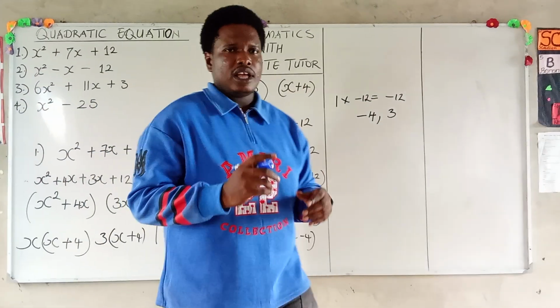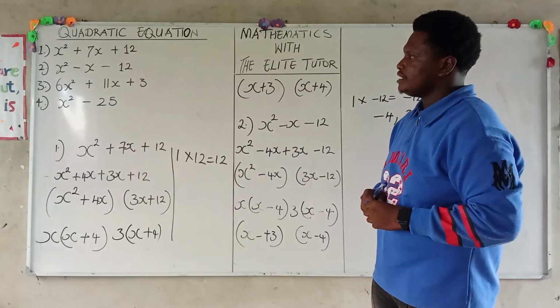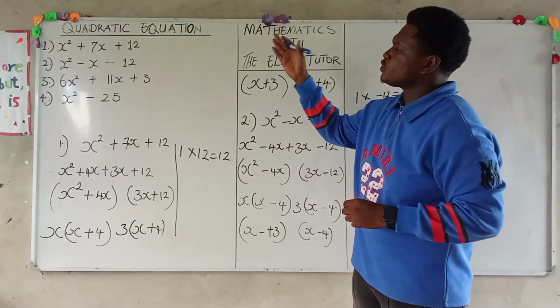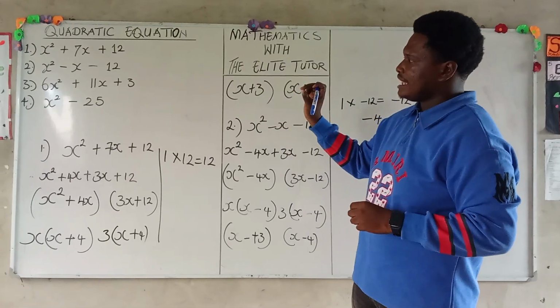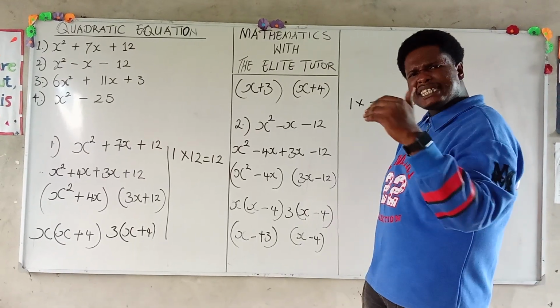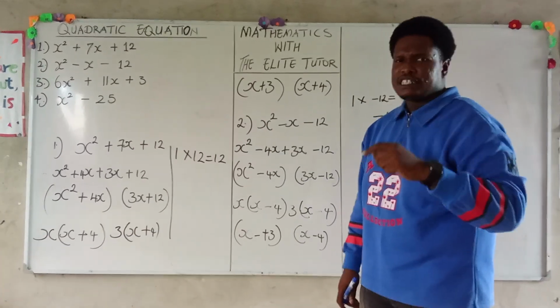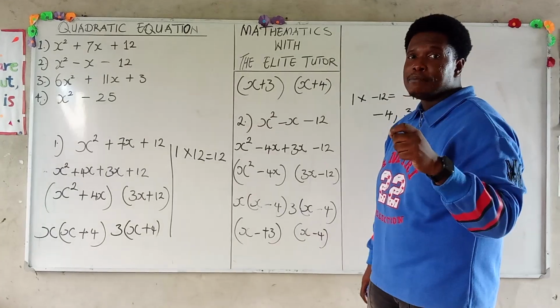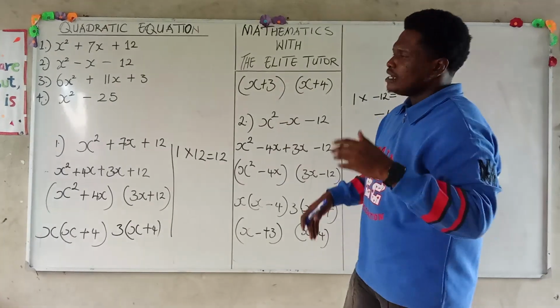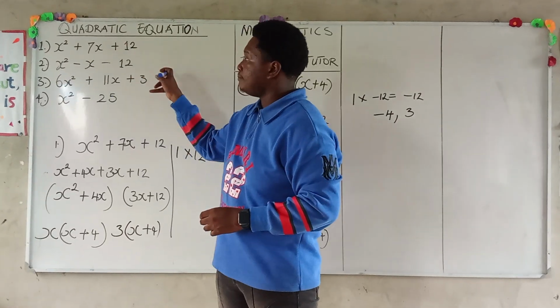Now, I'm going to give you a little task to do. I want you to look at number 3: 6x squared plus 11x plus 3. I want you to apply the same method to solving question 3 and tell me the answer in the comment section. Don't forget, all you have to do is multiply the first term and the last term.